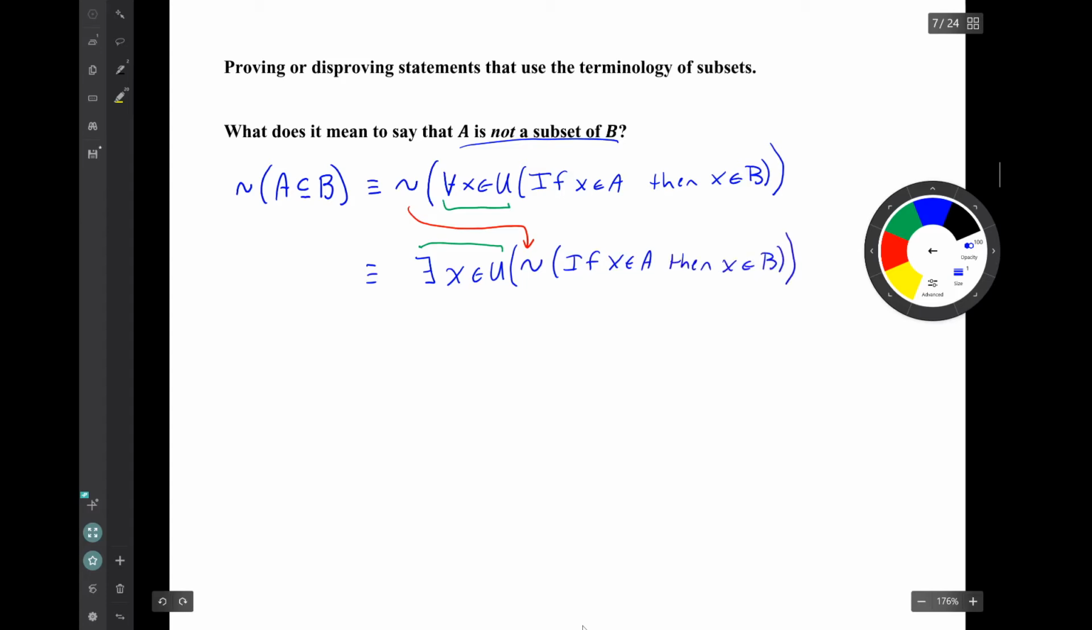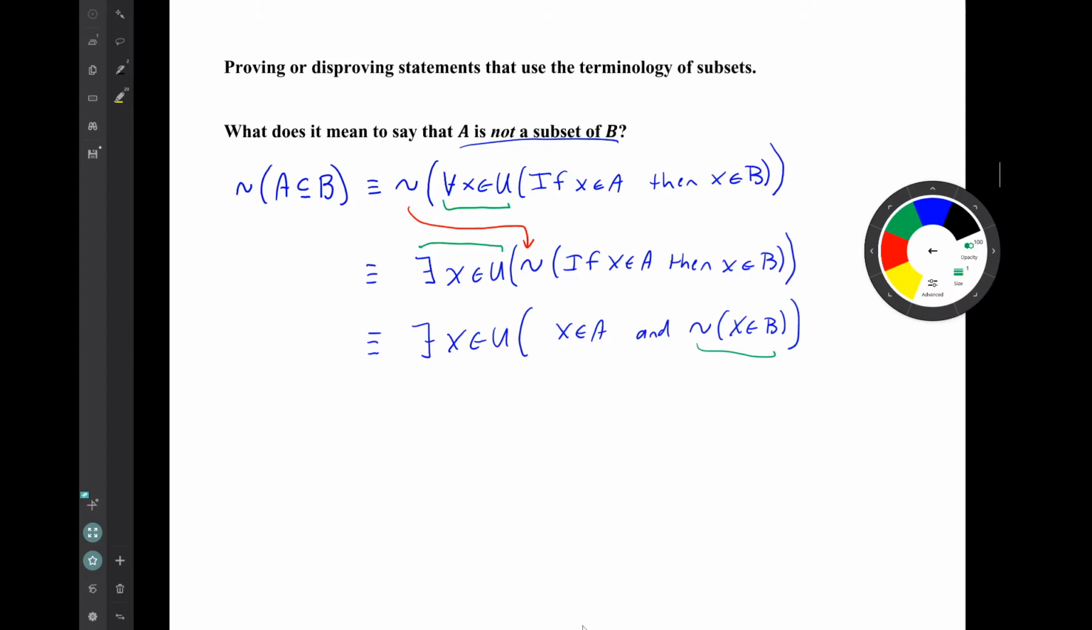Now, remember that the negation of an if-then statement is a new statement that is not an if-then statement. It is an and statement. So there's our and statement, and then we can simplify this. The negation of x is an element of B is just simply x is not an element of B.